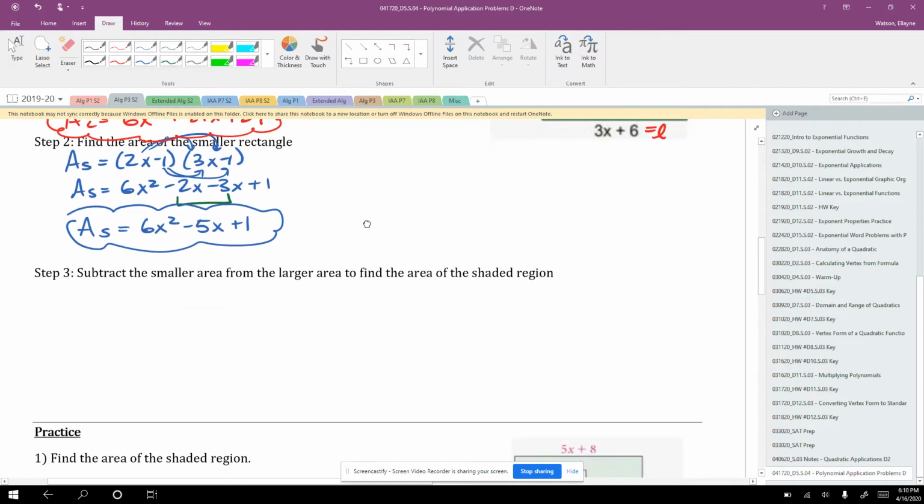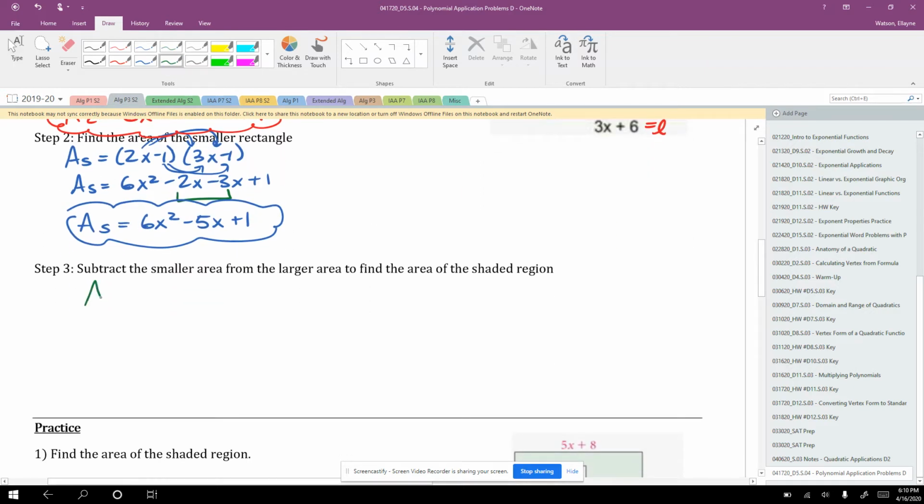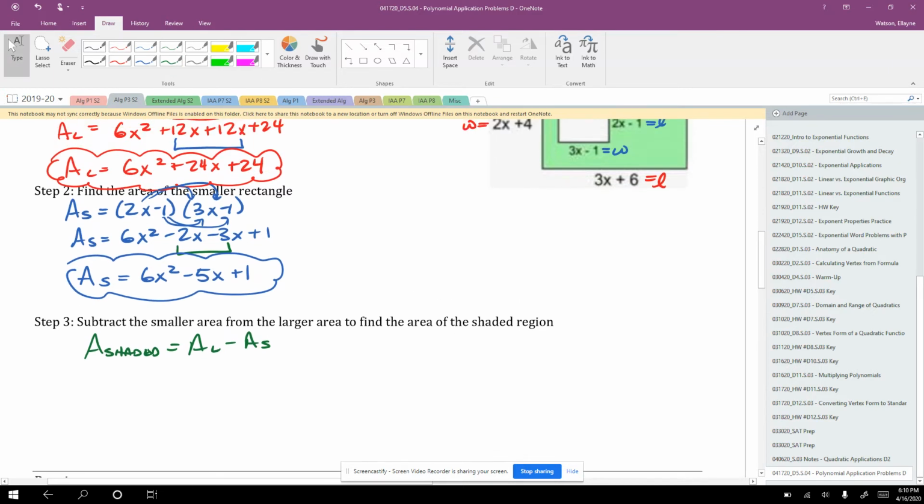Now for the shaded region. I'm going to take the area of the large. The area of the shaded is the area of the large minus the area of the small. So my large was 6x squared plus 24x plus 24, subtracted by my small, which was 6x squared minus 5x plus 1.